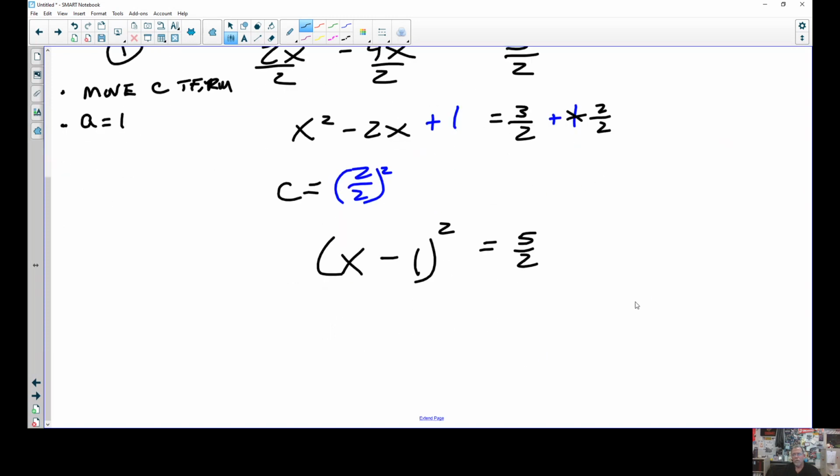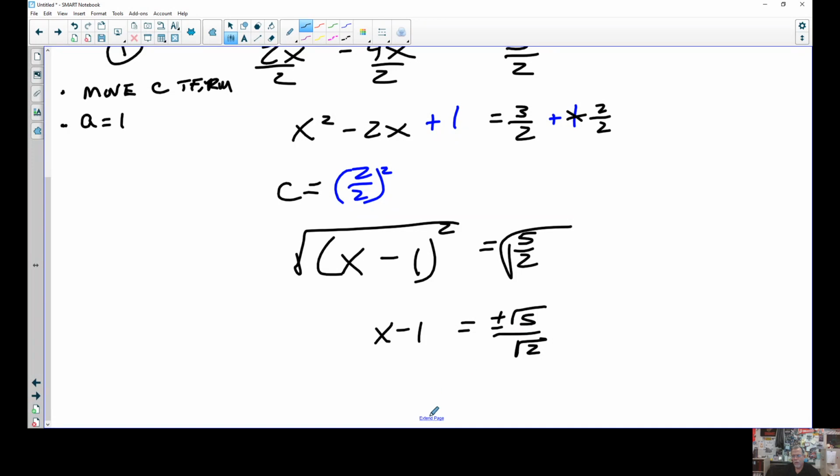And now I can solve, right? So what do we got? Let's see. We have to take the square root of both sides. Take the square root of each side. This side, I get x minus 1. This side, I get plus or minus root 5 over root 2.